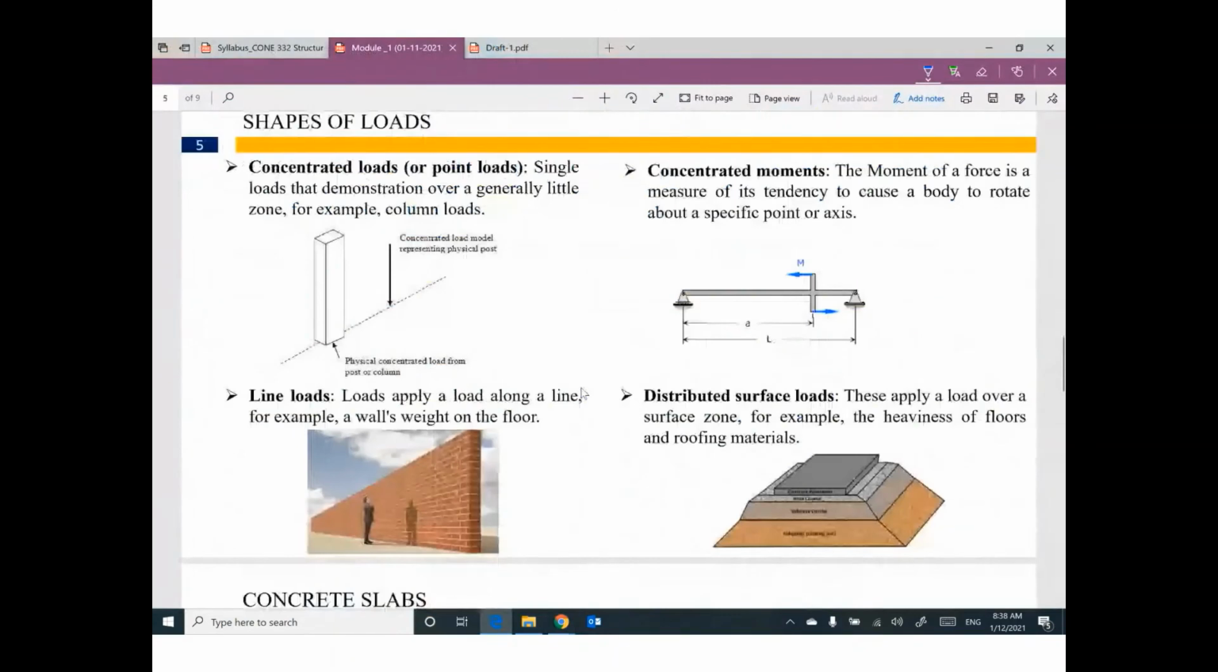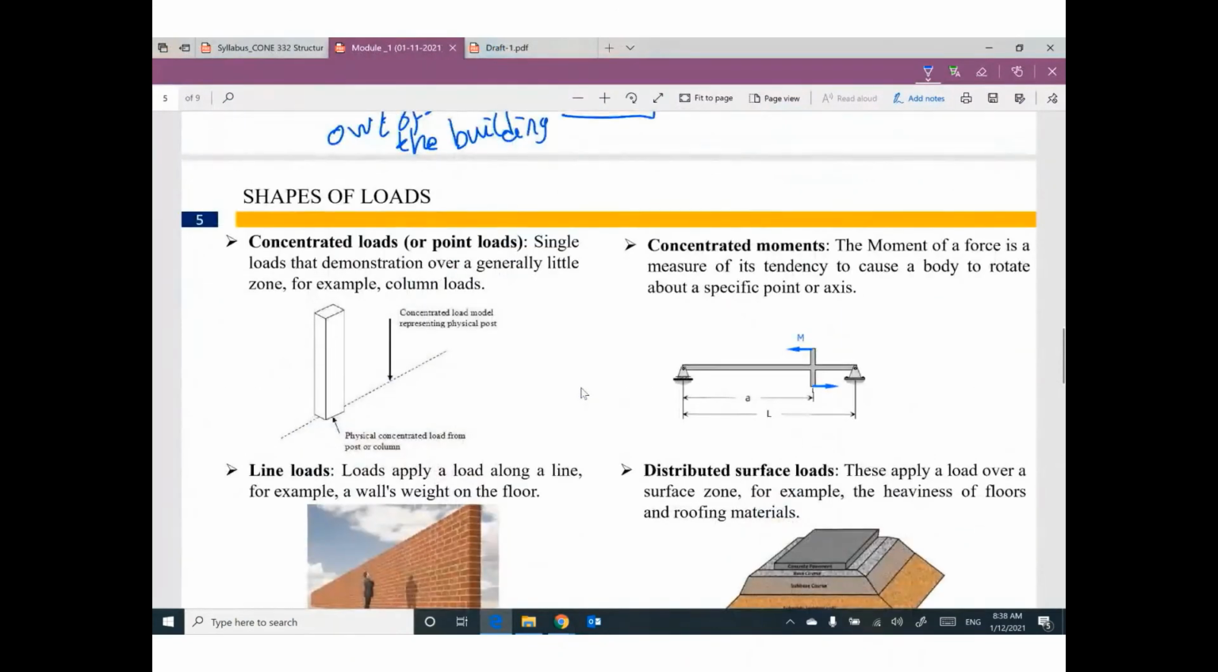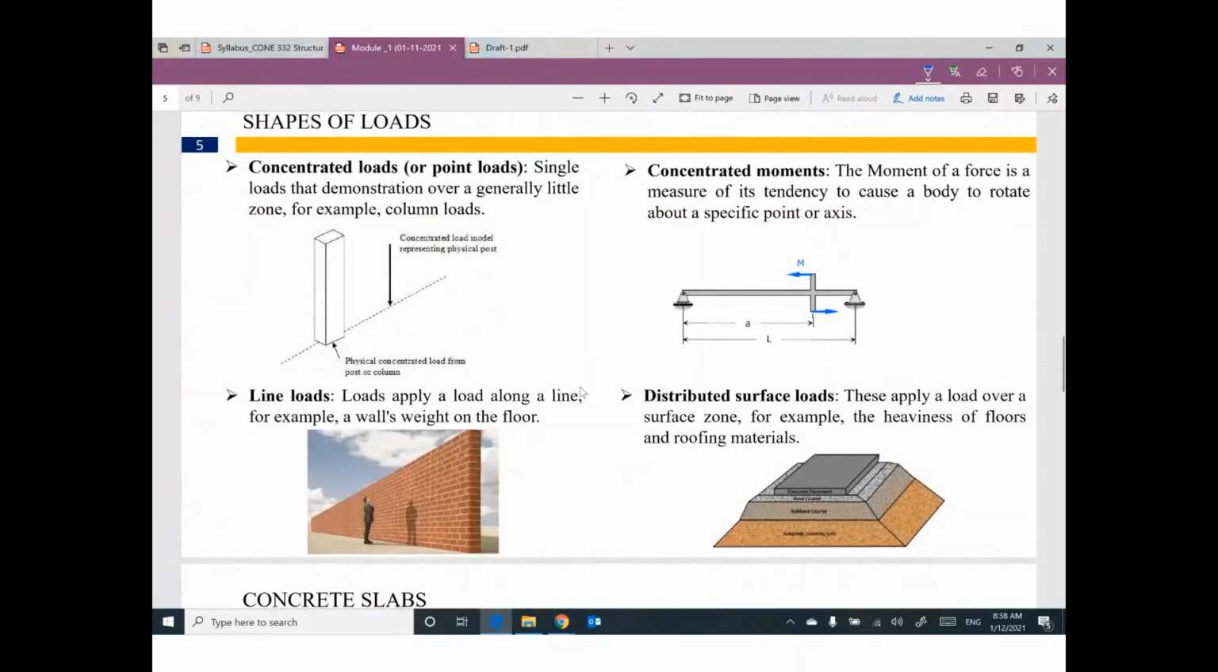Okay. We have different shapes of load. Your load can be concentrated load or point load. If you have a column like this, the column will make one point load. I will assume this area as a point. It's a very small area. In real life it looks like a column like this. I can convert the load coming from this column into a concentrated load, one point load at one point.